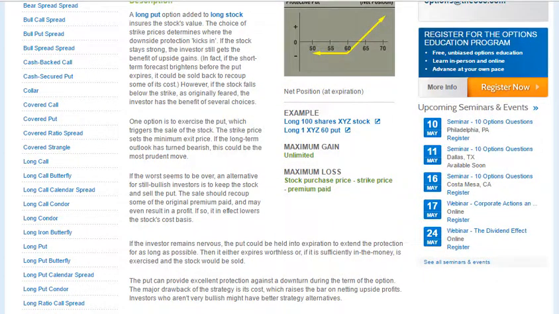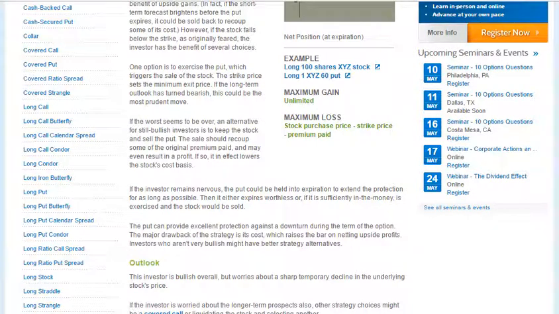Okay, just scroll down a little bit. If the investor remains nervous, this put could be held until expiration to extend the protection for as long as possible. Then it either expires worthless, or if it's sufficiently in the money, is exercised and the stock would be sold. Okay, so the put could provide excellent protection against downturn during the term of the option.